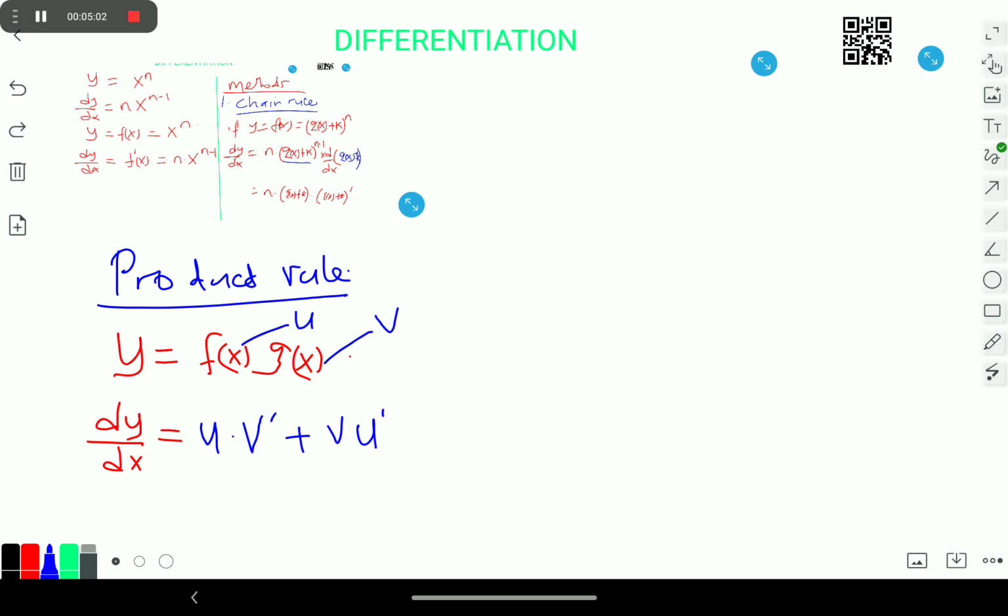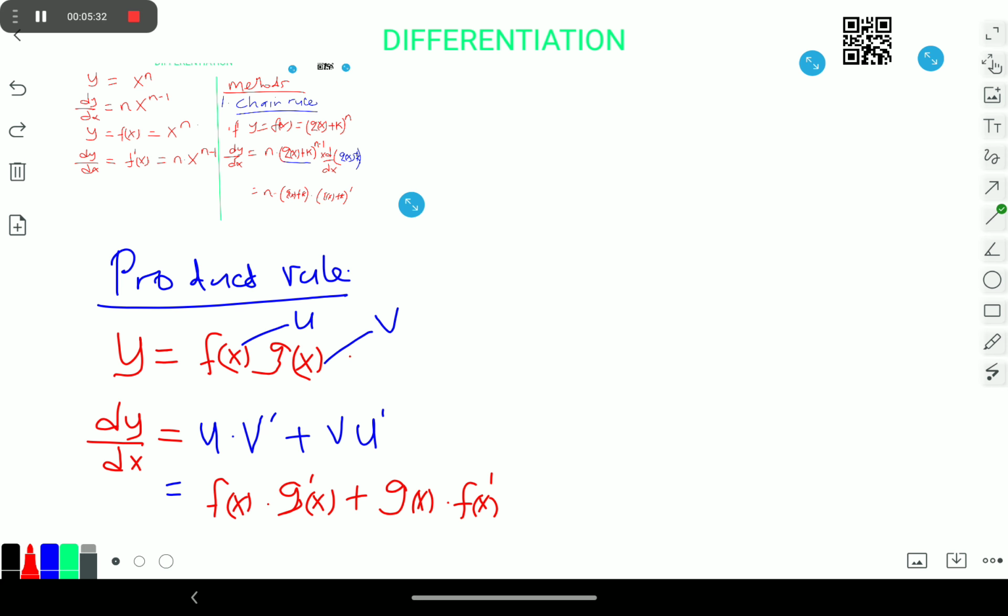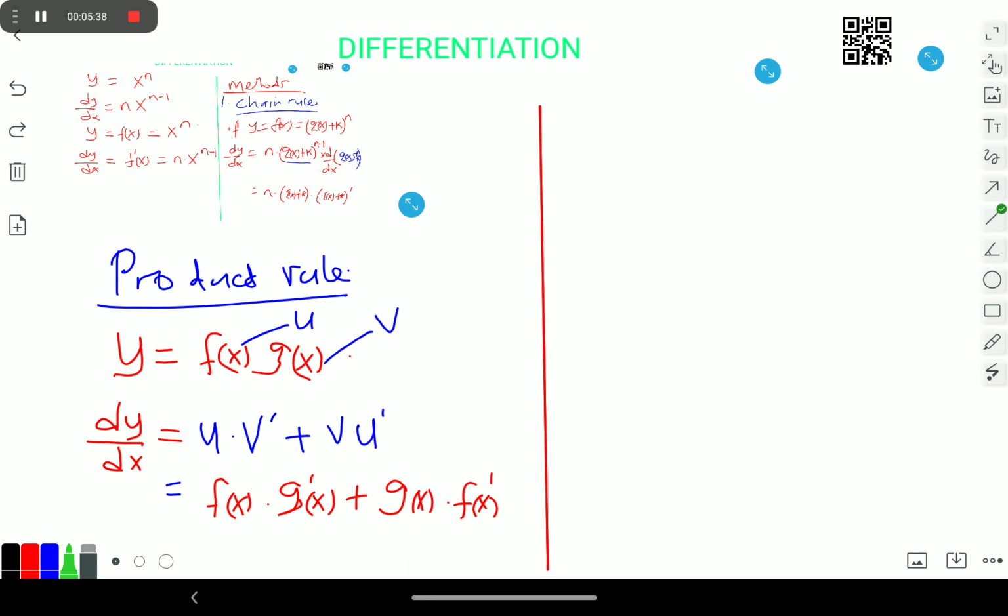Now if we substitute in, we get f(x) times the derivative of g(x), plus g(x) times the derivative of f(x). Now we can see it. So the product rule is complete.